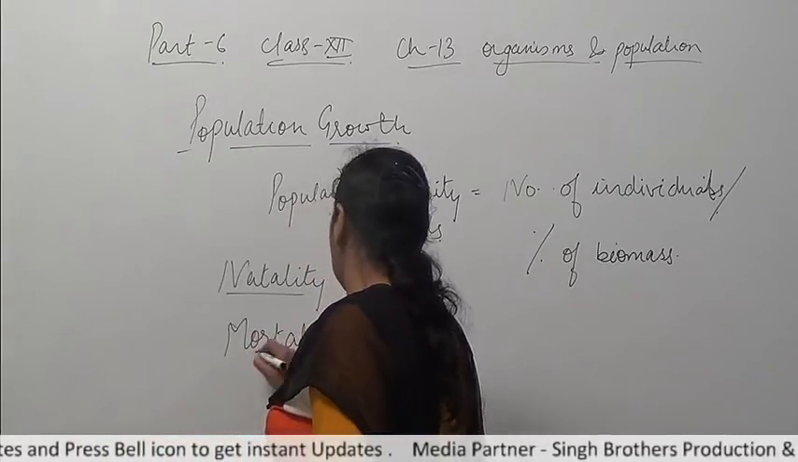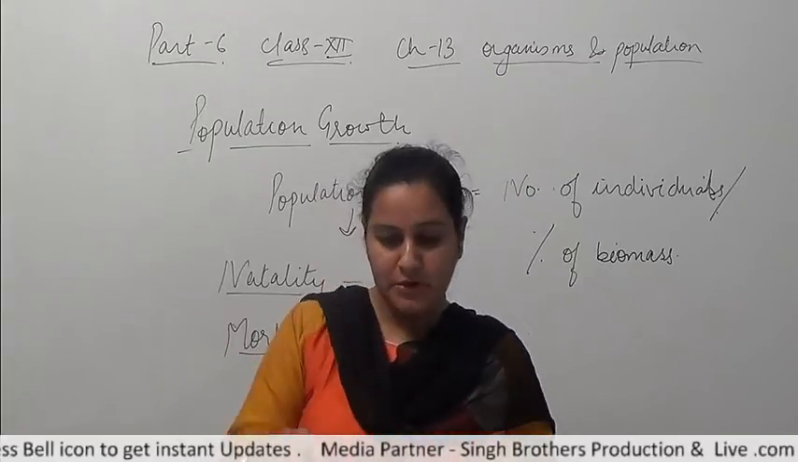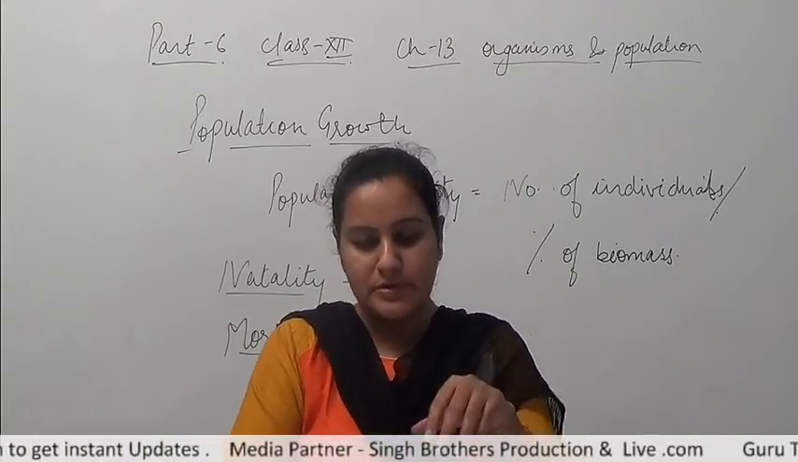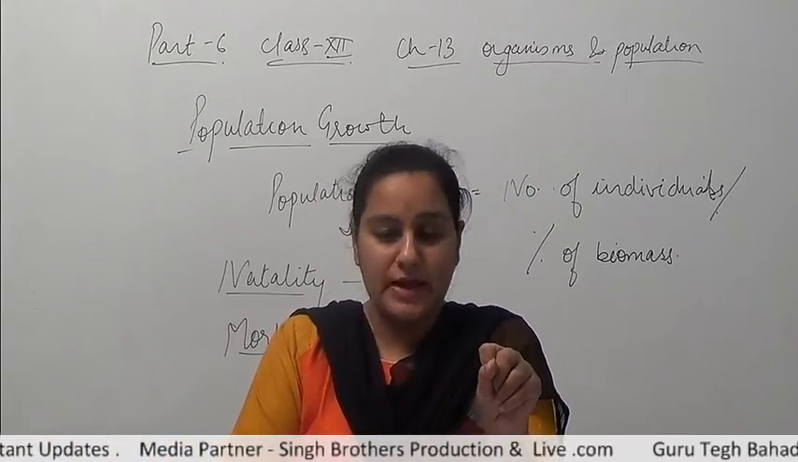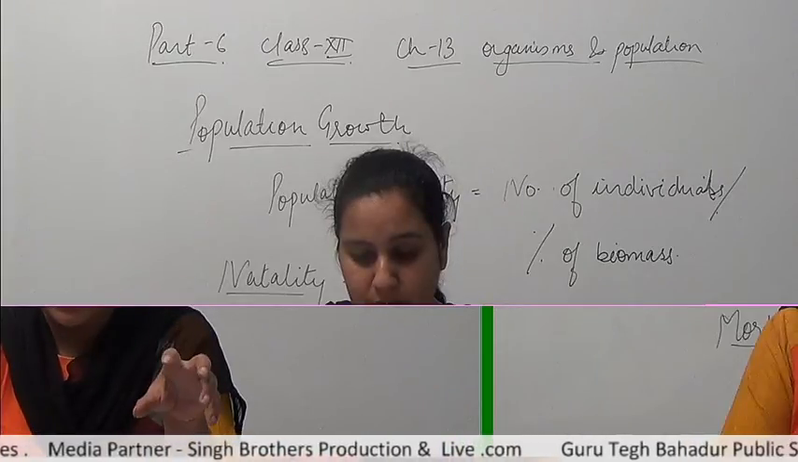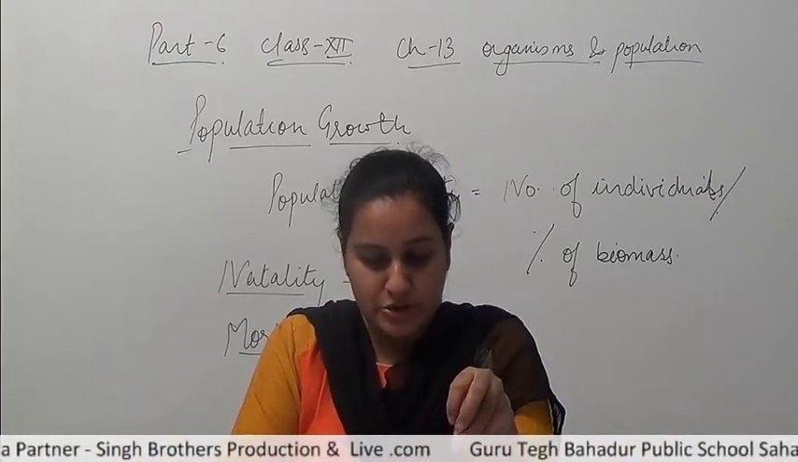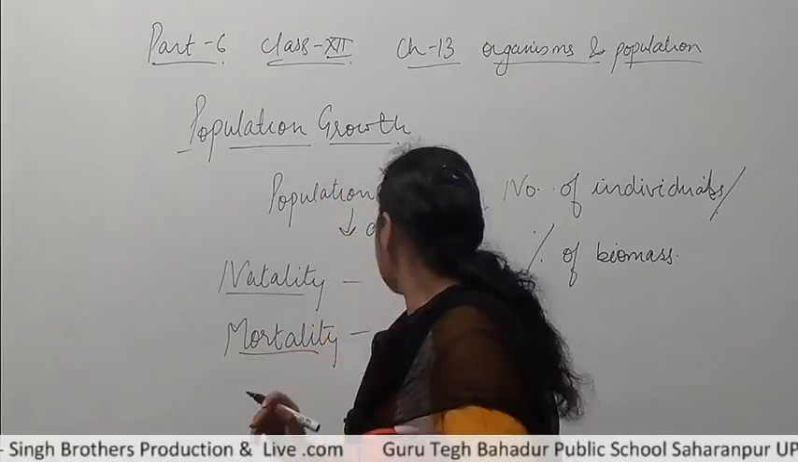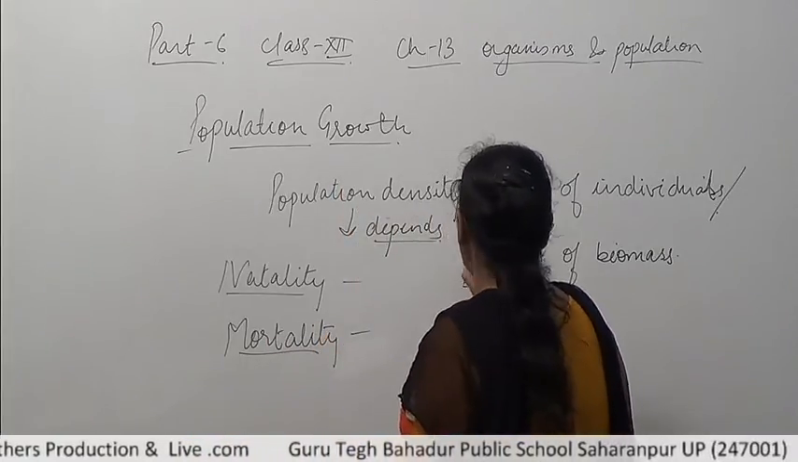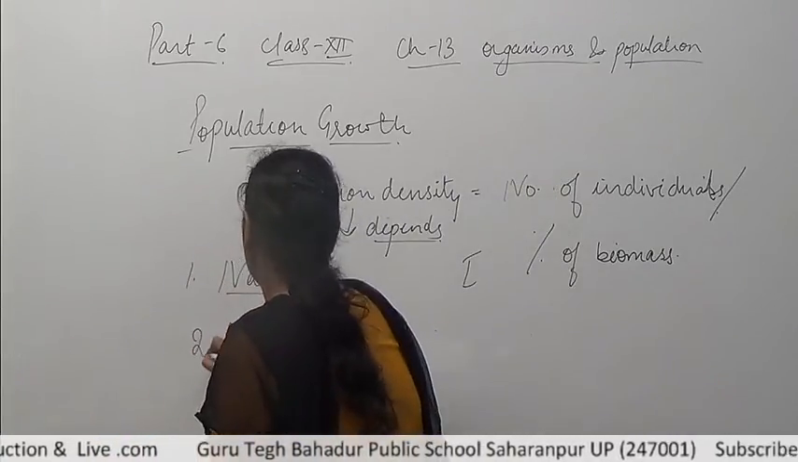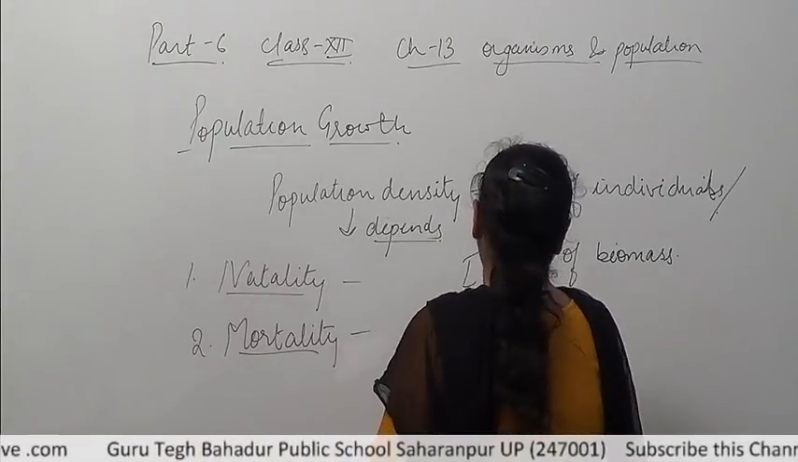So next is the mortality, that is the death rate. The definition is the same for it also, but the difference is that it is the number of deaths in a given period of time that decreases the population density. Next new term that we have to discuss is the immigration.